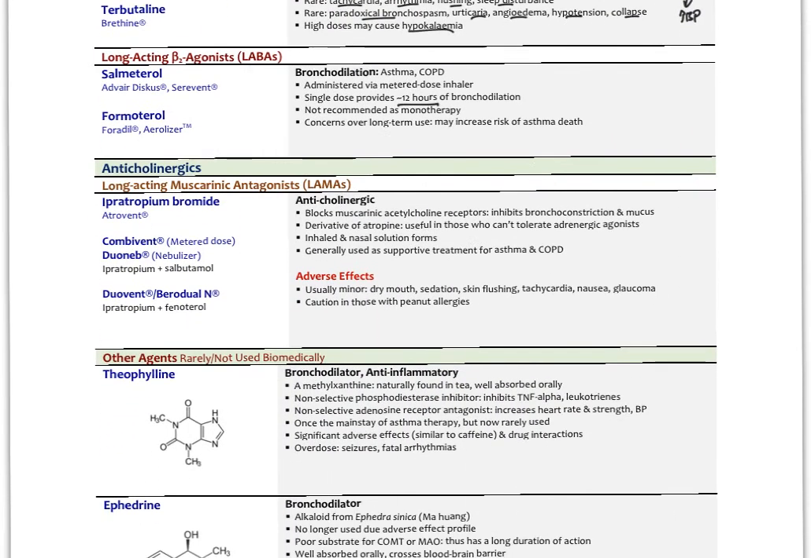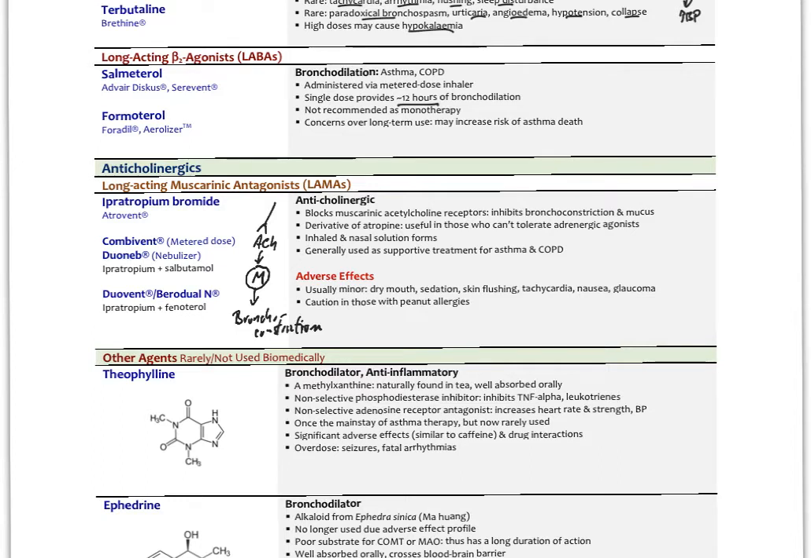Then we have the LAMAs, and that would be an anticholinergic, long-acting muscarinic antagonist. So remember, the parasympathetic nervous system secretes acetylcholine, and it binds to muscarinic receptors on the lung tissue and smooth muscle. And when that binds to the M receptor, that causes bronchoconstriction. So the lungs become constricted. And so what this does is it actually blocks that receptor.